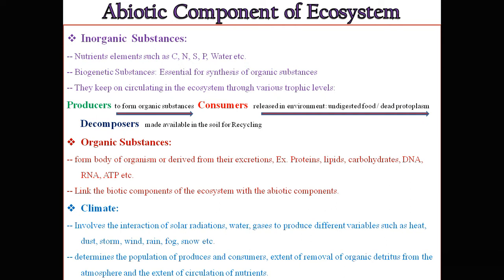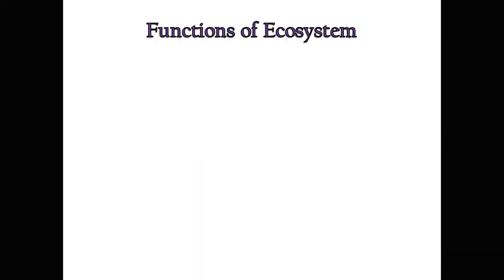It is a complex system which involves the interaction of solar radiation, water, and gases to produce a number of variables like heat, dust, storm, wind, rain, fog, snow, etc. This determines the population of producers and consumers, the extent of removal of organic detritus from the atmosphere, and the extent of circulation of nutrients. So these are the abiotic components of the ecosystem.